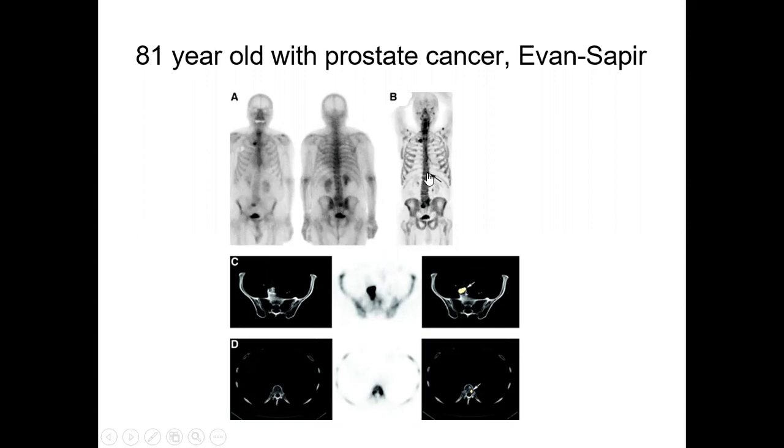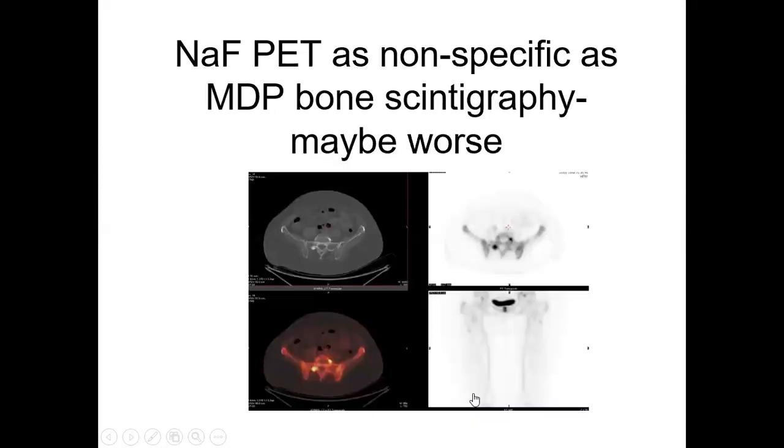However, here in T12, there's a focus that you're just not seeing on the bone SPECT-CT, but you can see it on the PET-CT with sodium fluoride. So the good news is the pelvis area is not metastatic. The bad news is the uptake in L1 is metastatic.